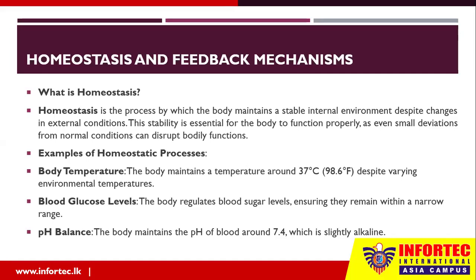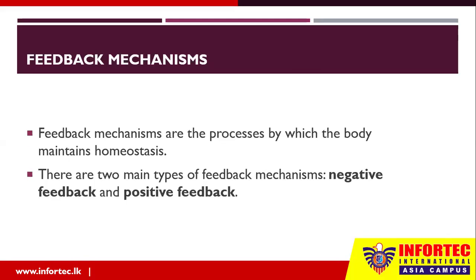Other than that, we can take the blood pressure as well, right? So our normal blood pressure level is around 120 by 80 millimeters of mercury, right? So in order to maintain this normal blood pressure level, we adjust our heart rate and our vessel diameters as homeostatic actions, right? Is it clear?